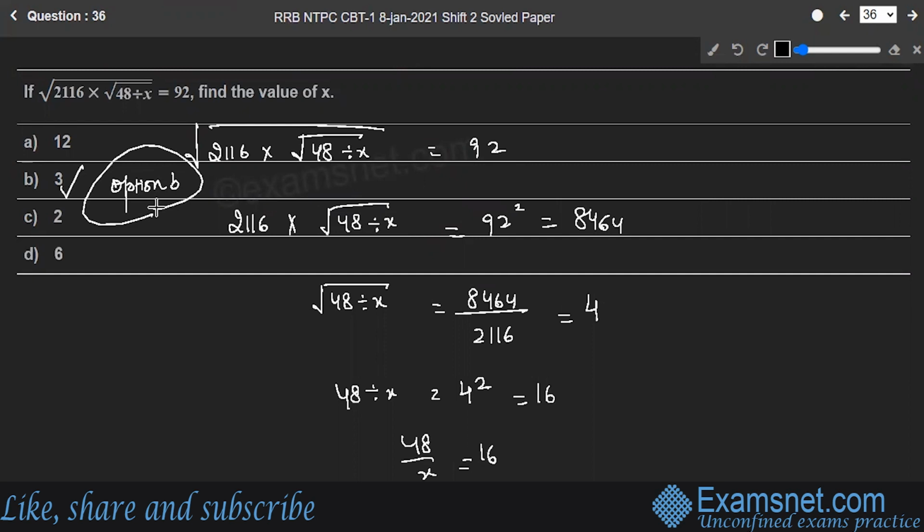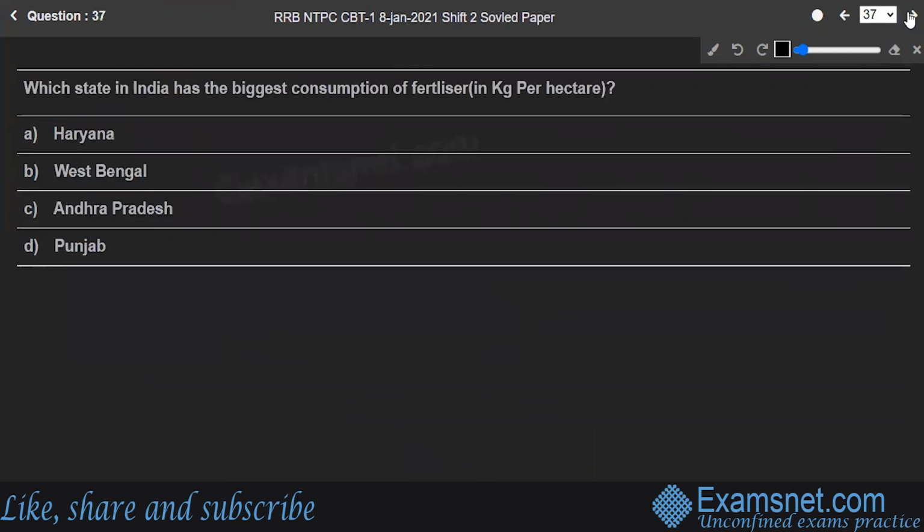Hope you understood this. Let's move to the next question, number 37. Which state in India has the biggest consumption of fertilizers in kg per hectare? Is it Haryana, West Bengal, Andhra Pradesh, or Punjab? Well, it's Punjab. Punjab has the biggest consumption of fertilizers in kg per hectare in India.